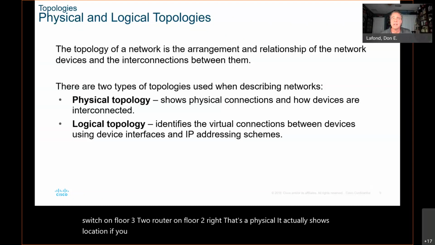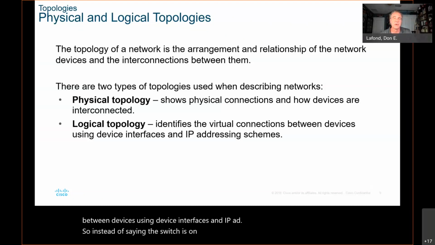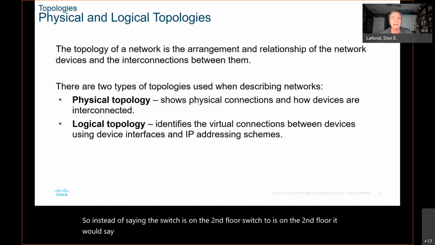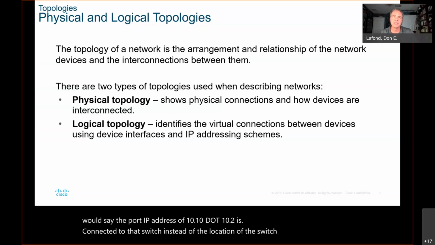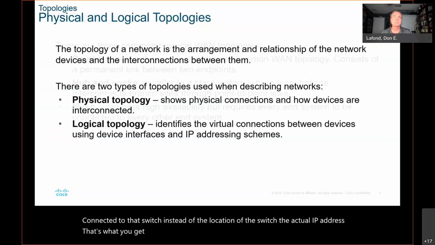Logical, on the other hand, identifies the virtual connections between devices using device interfaces and IP addresses. So instead of saying switch 2 is on the second floor, it would say the port IP address of 10.10.10.2 is connected to that switch, instead of the location of the switch, the actual IP address. That's what you get with logical topology.